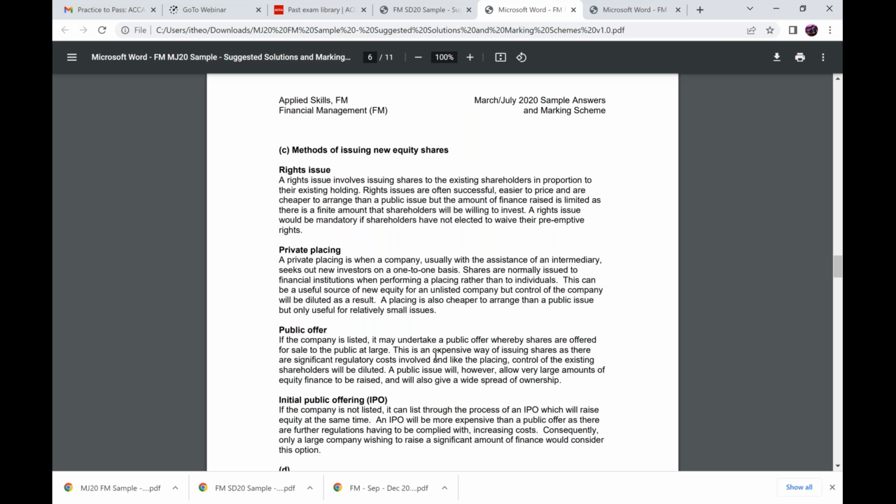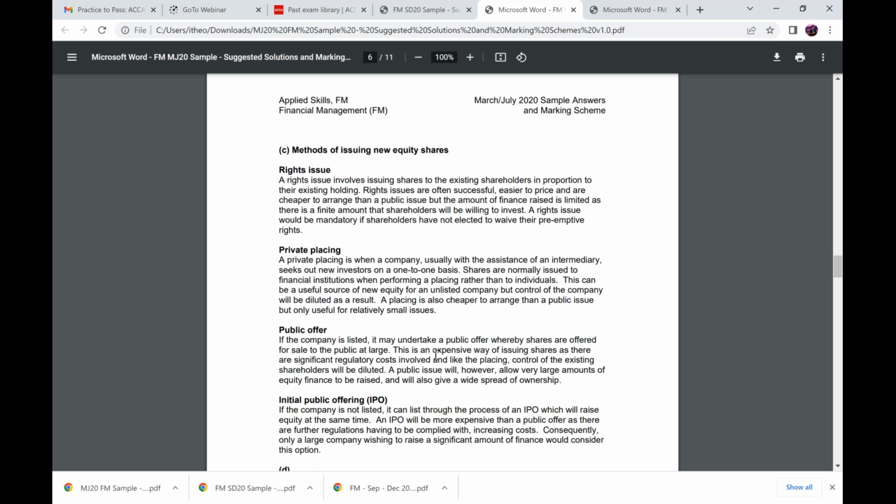What is a public offer? A company can go to the general public, if it's listed, and offer them shares. This is another way of issuing new equity shares. And fourth is the initial public offering, IPO. IPO and public offer are the same thing, but public offer is used by companies who are already listed, and what differentiates it is that an initial public offering is when the company is getting listed for the first time. They can issue their shares and increase the number of equity shares.